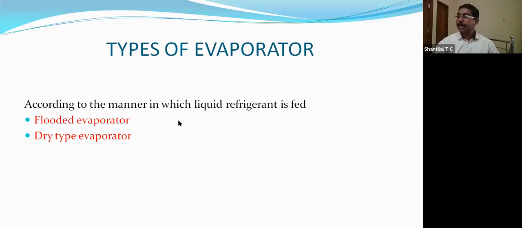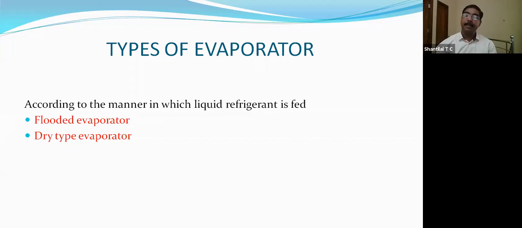Then next, we can go to another type according to the manner in which liquid refrigerant is fed. In the evaporator we are feeding refrigerant. By feeding refrigerant, there are two types of evaporators. One is the flooded type evaporator, another is the dry type evaporator. So by feeding of refrigerant to the evaporator coil, the evaporator is classified into two types: flooded type evaporator and dry type evaporator.